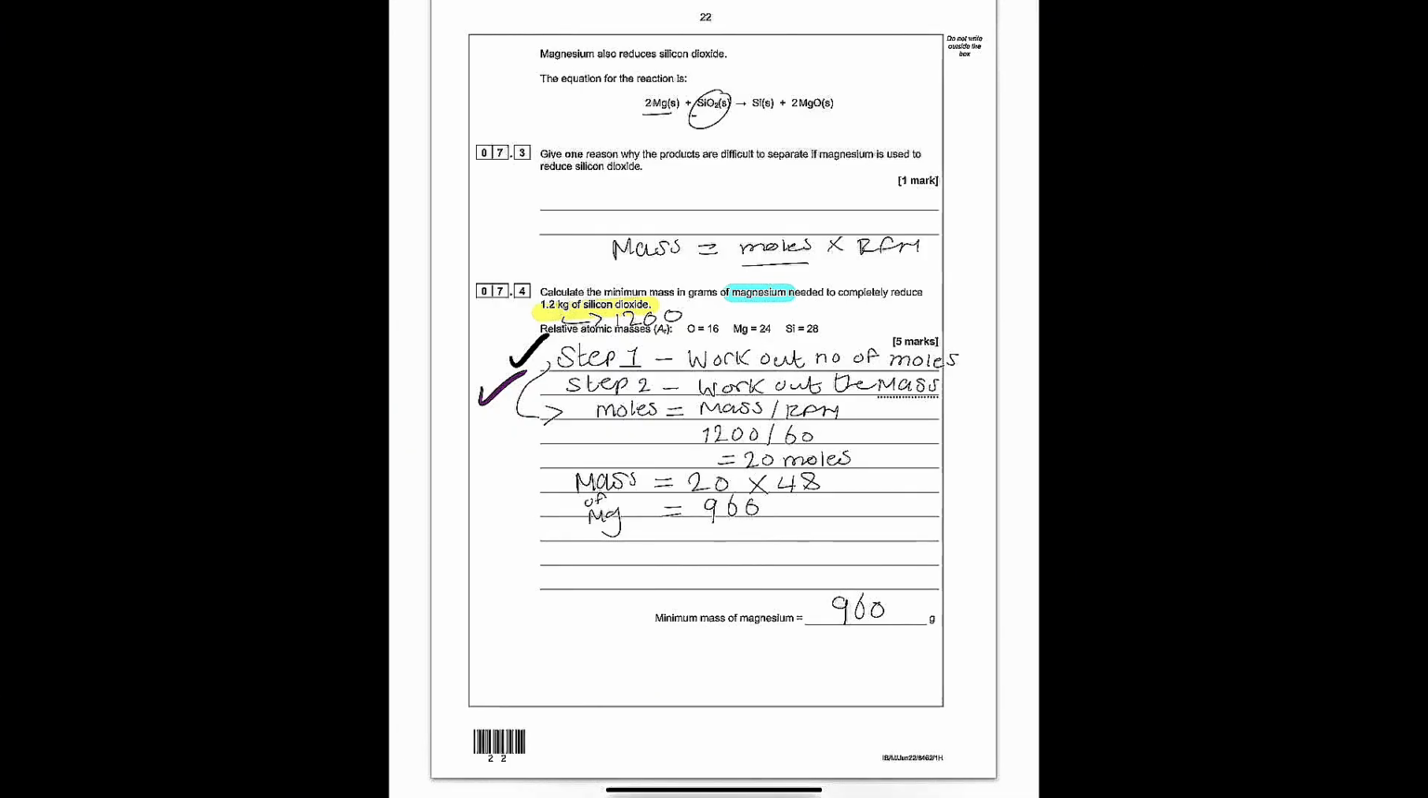When you're doing reacting masses, you always need to refer to the equation, which we have over here. And when you're working out the relative formula mass, you can multiply it by the coefficient when it comes to my method for reacting masses.